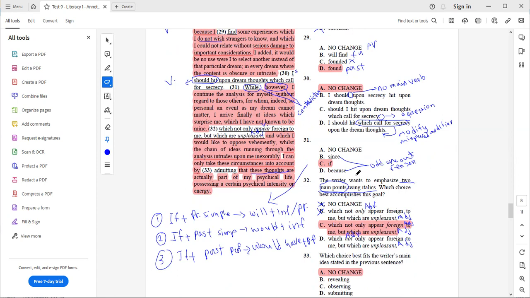31, Marsha Ziad. Okay, so however, I continue to analyze myself without regard to those others for whom indeed so personal an event as my dream cannot matter. I arrive finally at ideas which surprise me, which I haven't known to be mine.